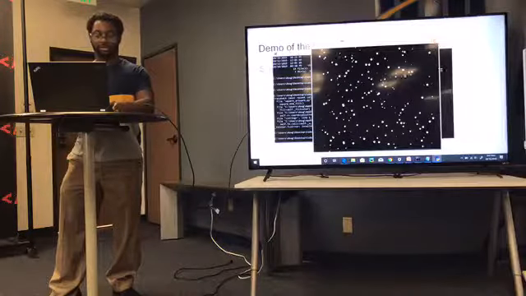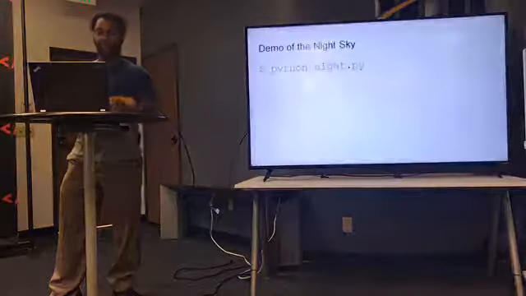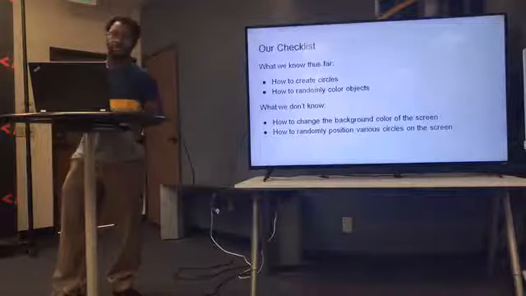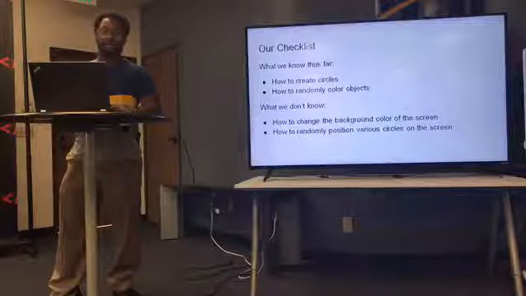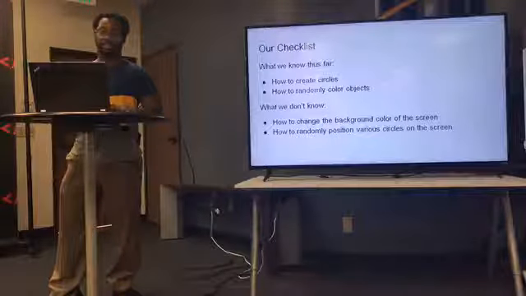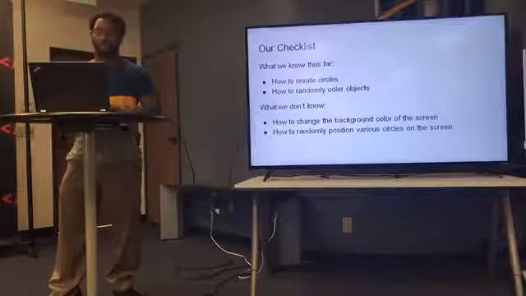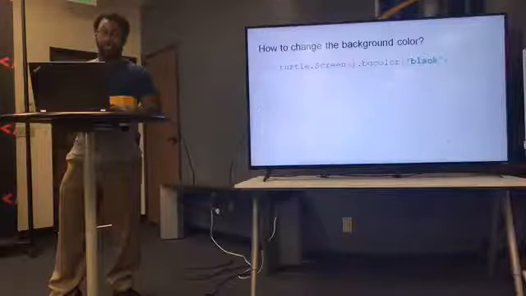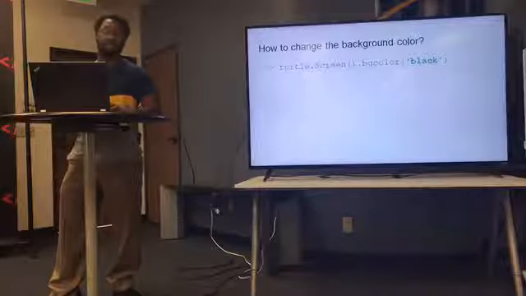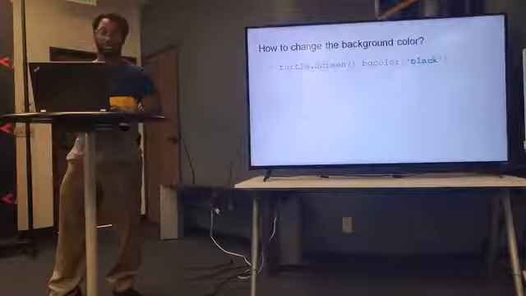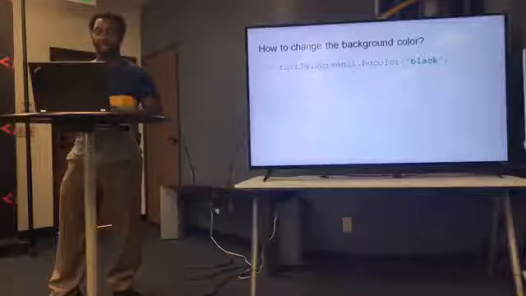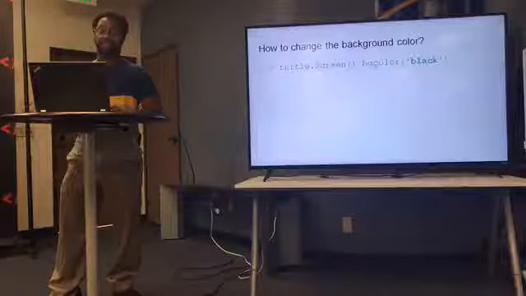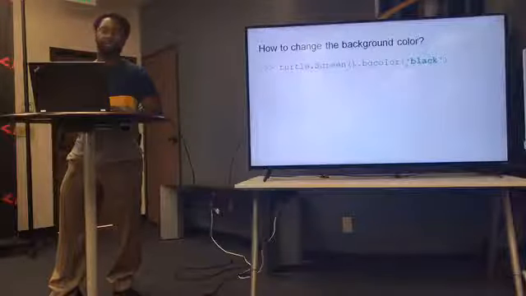Okay, so while that's running, we can get back to this right here. So far we know how to create circles, and we also know how to randomly color the objects. What we don't know is how to change the background color of the screen, or how to randomly position various circles on the screen. So these are two things we need to learn. How do we change the background color? We can use this snippet of code right here. Screen is a class inside the turtle module, and it has this method inside of it. What this does is it allows you to set the background color of your screen.